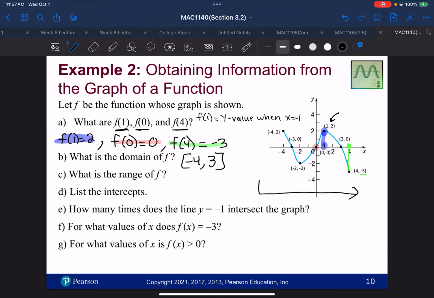That's the domain. The range: the smallest y value, if I go from bottom up, is -3 here. So my range is going to start at -3, and then the largest y value I see is +2. So my graph is only including these values for y, from -3 to 2.